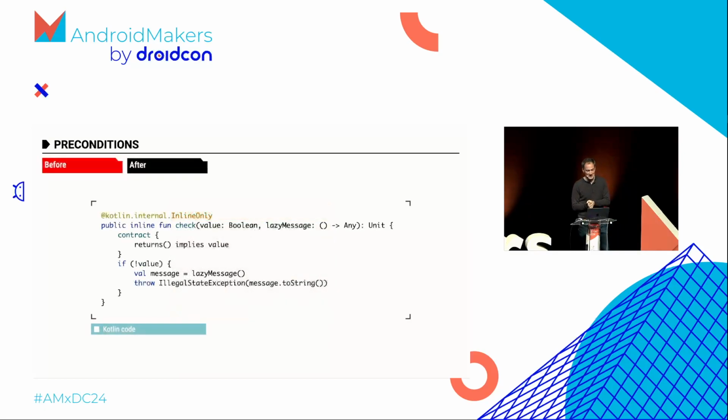And let's look at the change. So this is the implementation of check inside the standard library. It takes your Boolean, it takes your lambda. There's a contract, you can ignore that. And then there's just a simple if statement, right? It says, if the Boolean is false, we invoke the lambda, and we throw an exception. The function is inline, so the compiler is not going to allocate a lambda. It's all going to be inline in your code.